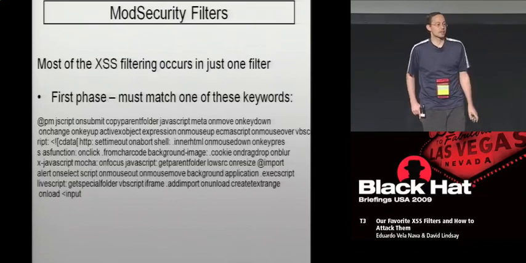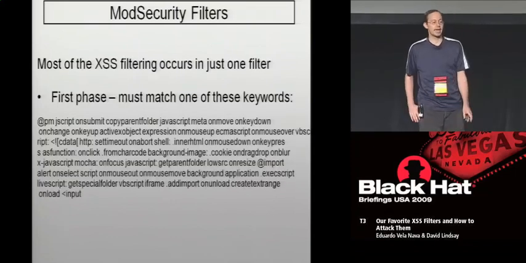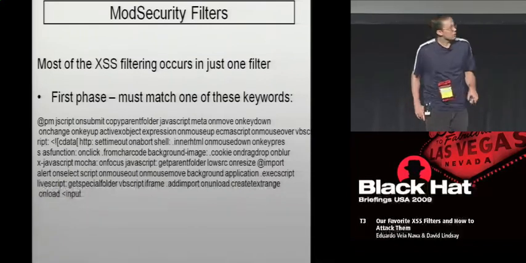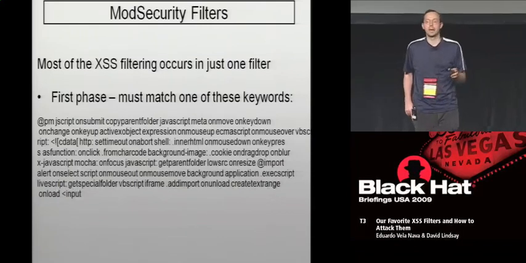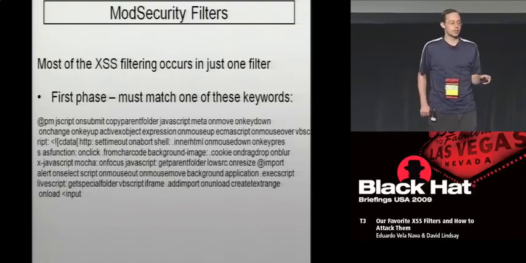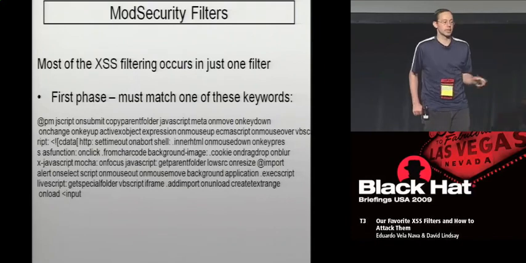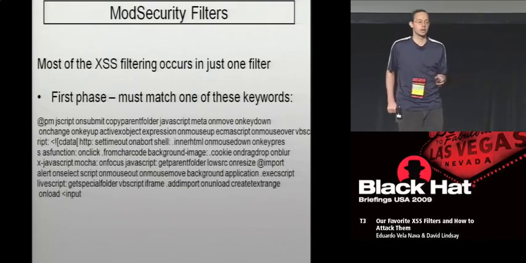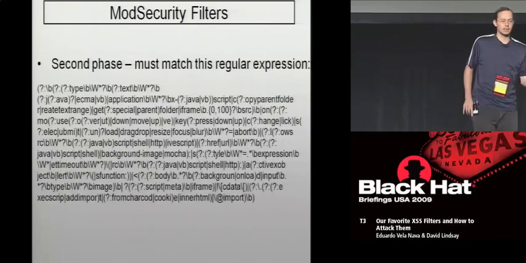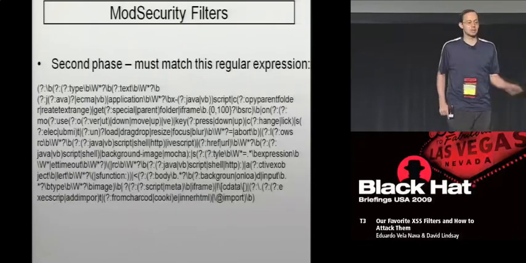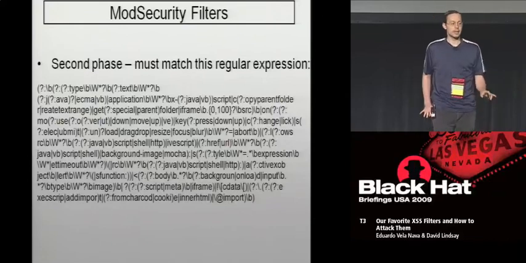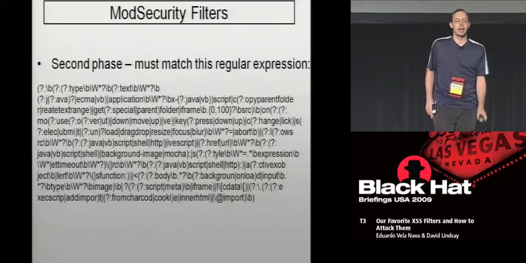So, first off, most of the filtering happens in just one filter. I apologize if it's hard to read, but basically the filter works in two different phases. The first phase is that it tries to flag certain keywords, and if any of these keywords are hit, then it passes it on to the second filter, which is a little bit more advanced, but again, it's mostly just keyword filtering, as far as I could tell. And so that's kind of how the main cross-site scripting filter works. It's all just right here.